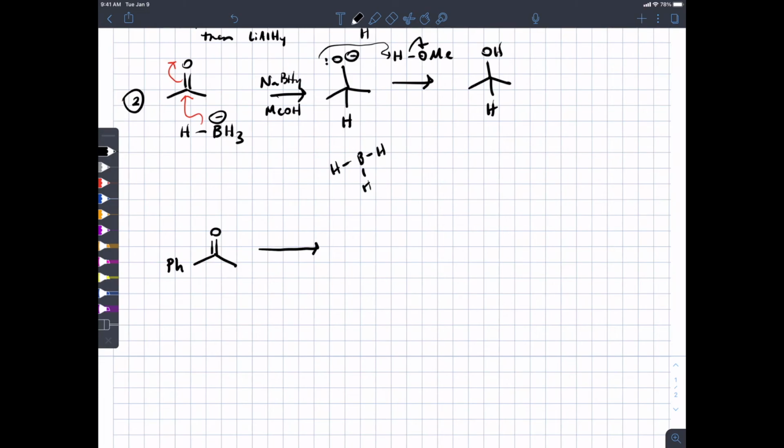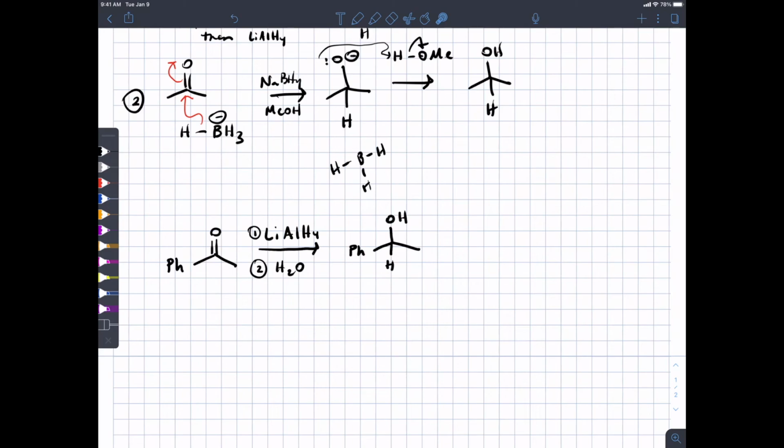So let's show you what would happen if we add lithium aluminum hydride, and then afterwards we add water to protonate the tetrahedral intermediate and to quench the LAH reagent. We're going to deliver a hydride to the carbonyl carbon, and then the oxygen is going to get protonated by water. That gives us this alcohol.